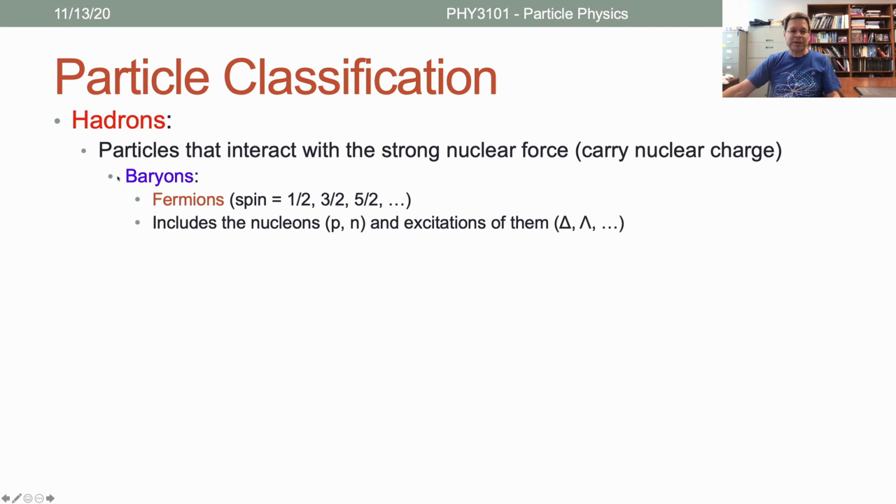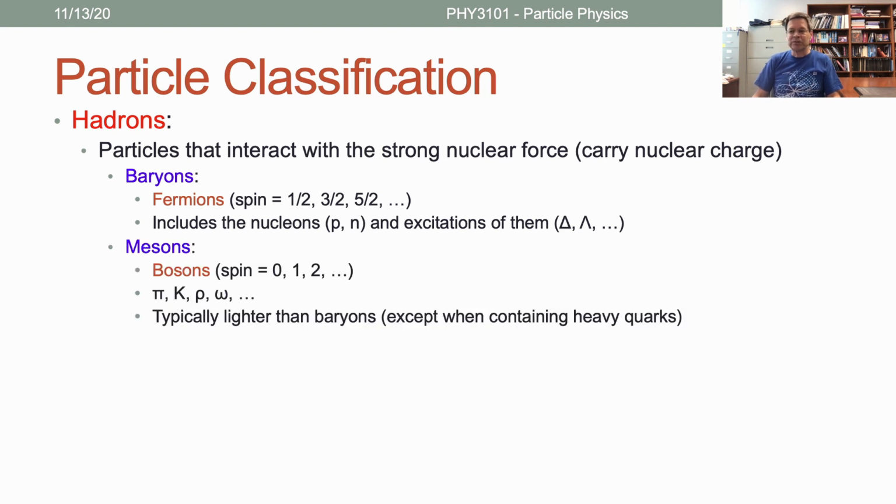But those can be subdivided into those called baryons, which are also known as fermions. That means they have half integer spin, like spin 1/2. The proton and neutron are spin 1/2, so they are fermions with their half integer spin. And they're in the family of baryons, which is a type of hadron. They interact with the strong nuclear force, and they have half integer spin. But also excitations of them, deltas, lambdas, and sigmas, are also in the baryon family.